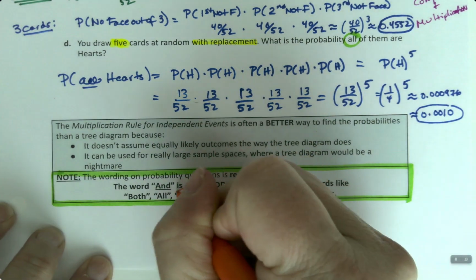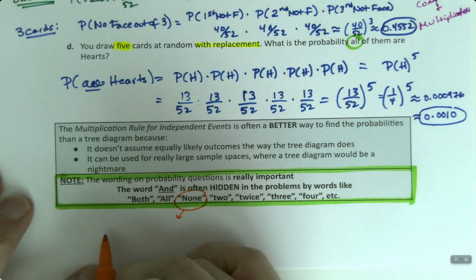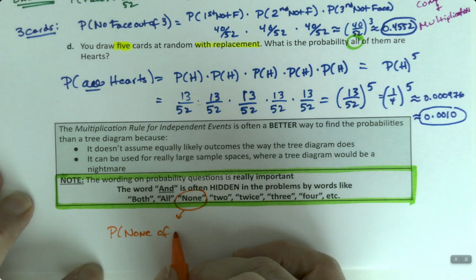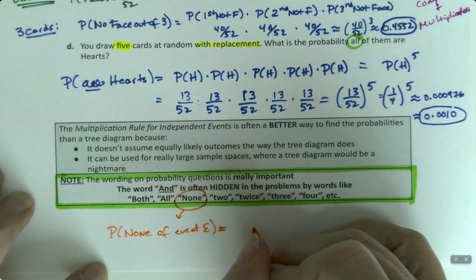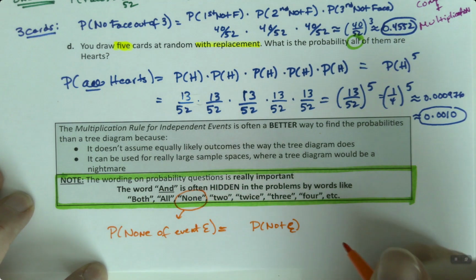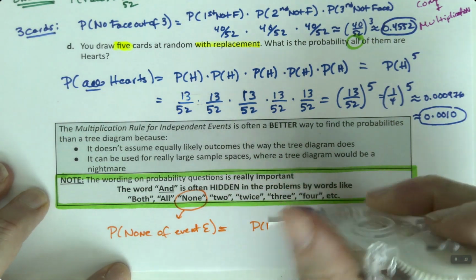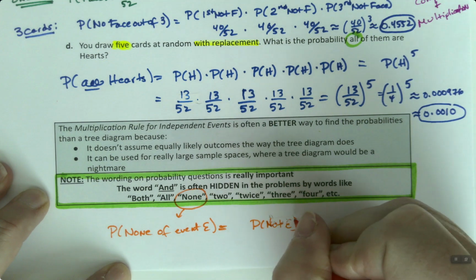Now the trickiest of these is none. So I'm just going to make a little note about none. For none, what you have to do is find the probability of, let's say if you want none of event E, let me just write it this way. What you have to do is find the probability of not E. Oh, E. I made that capital E. I made it lowercase for no reason. All right, sorry, hold on. Gotta fix it. Not E.